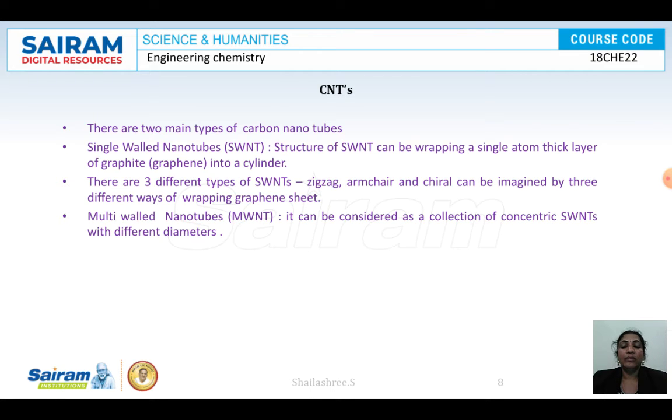The multi-walled nanotubes can be considered as a collection of concentric single walled nanotubes with different diameters. Here the armchair shows metallic conductivity, and the other two types, zigzag and chiral, act as semiconductors.